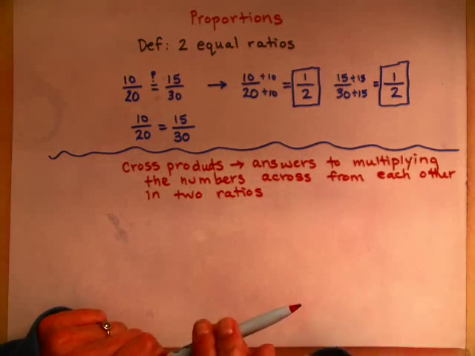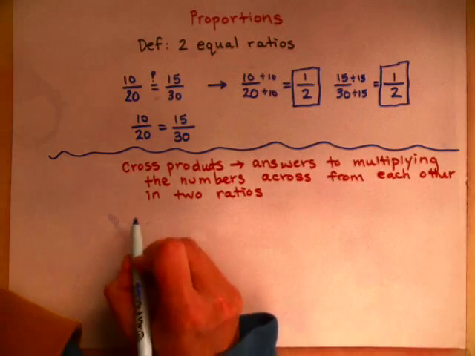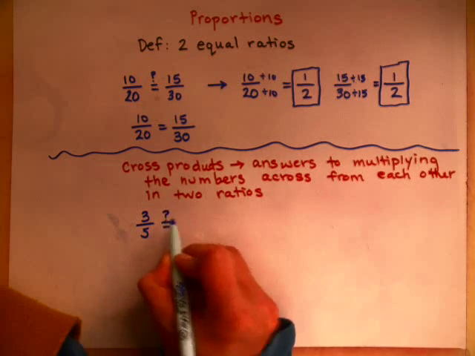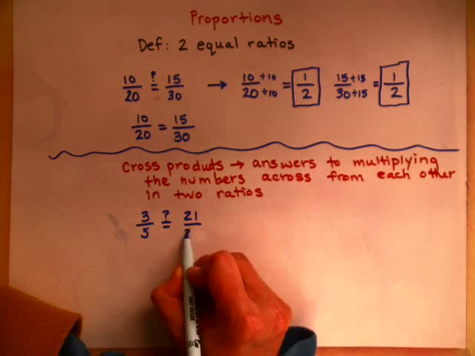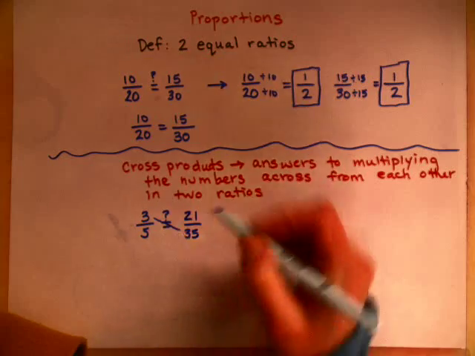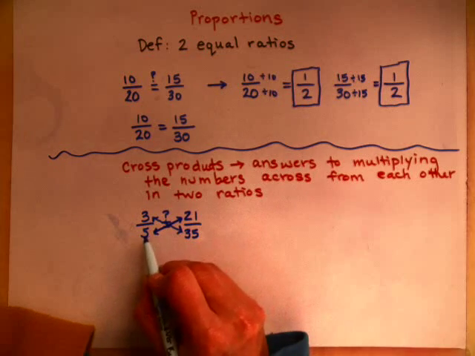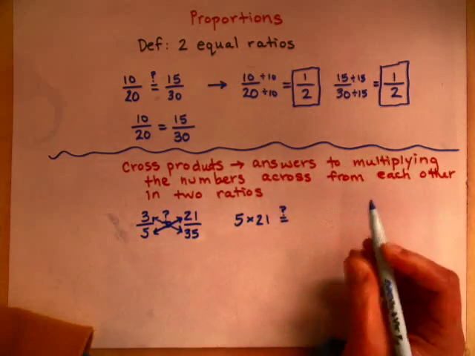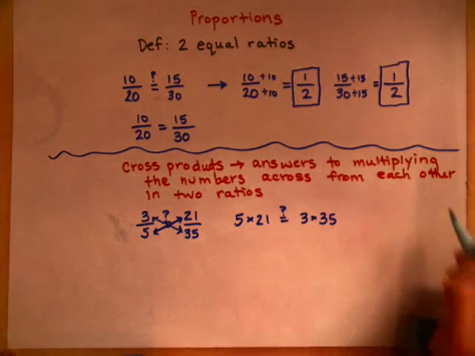So let's try 3/5. Is that equal to 21 over 35? Well, for the cross product, I like to just draw a big X in the middle with little arrows pointing to what I'm multiplying. So that would be, does 5 times 21 equal 3 times 35? Okay, well, let's find out. Do the work over here.